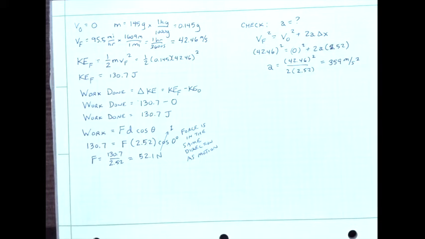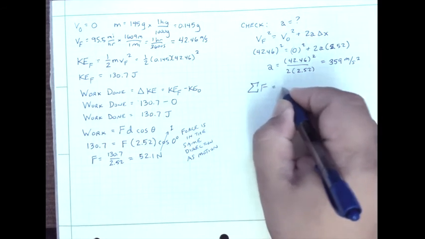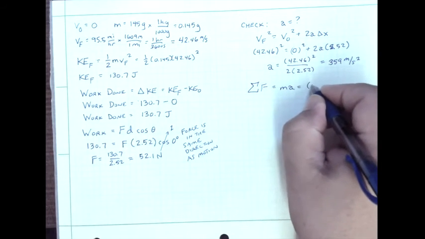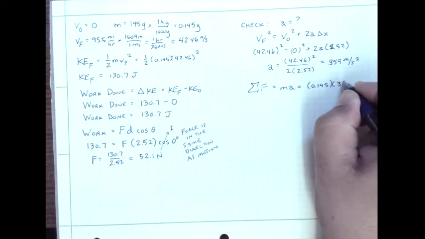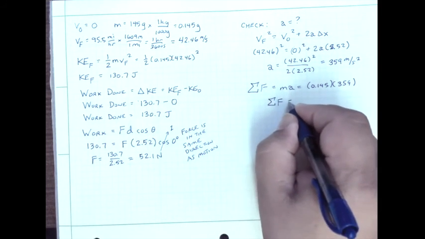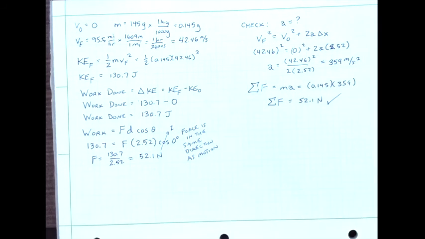A very large acceleration. We can then use Newton's second law to calculate the net force felt by the baseball in this situation by taking the mass of 0.145 kilograms and multiplying by the acceleration of 359 meters per second squared, and that gives us a net force of 52.1 newtons. This should not be a surprising result since the work-energy equation is derived from Newton's second law, but it's always good to get a second opinion.